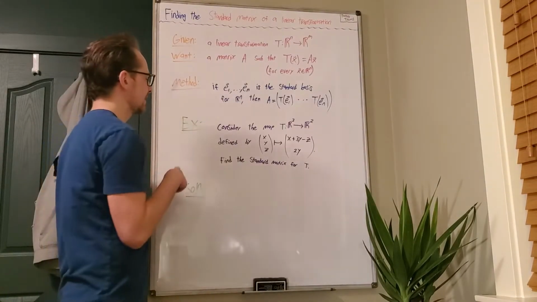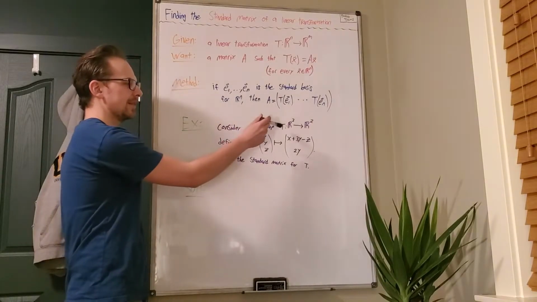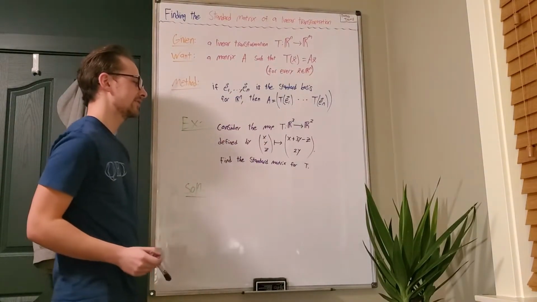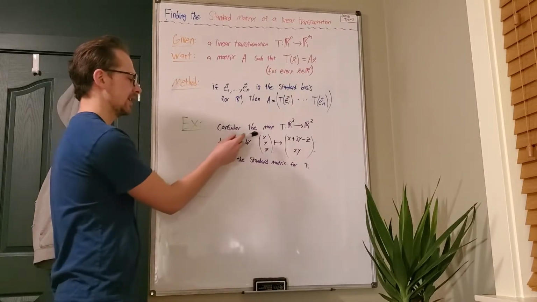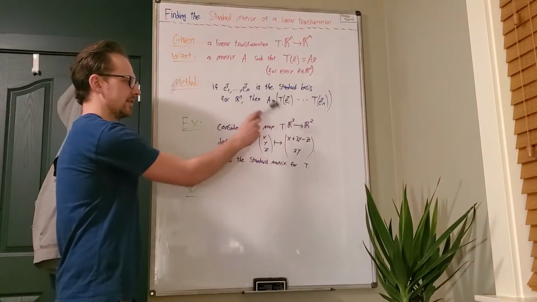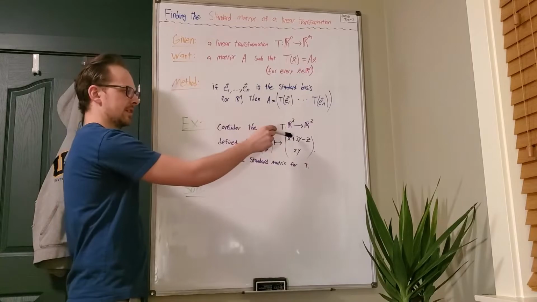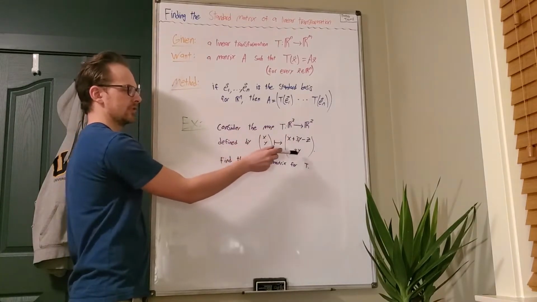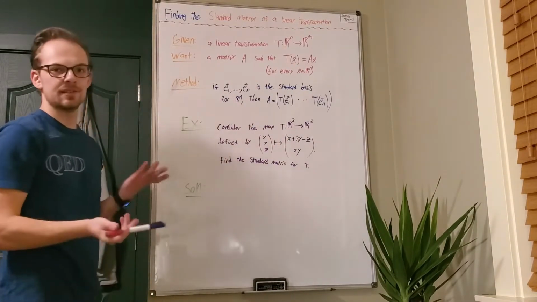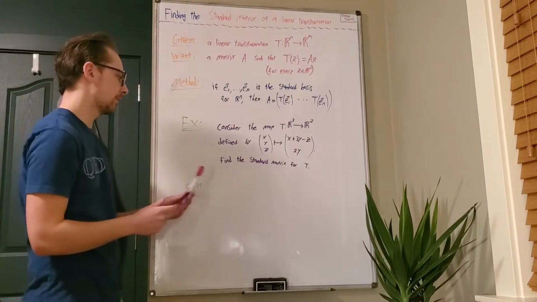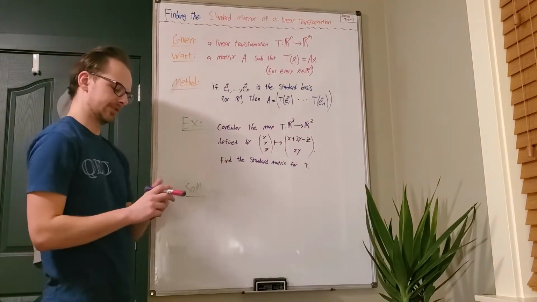Okay, so for our second example here, we're going to consider the map T mapping R3 to R2, defined by: given a vector (x, y, z) in R3, it gets mapped to the vector (x + 3y - z, 2y) in R2. And that is a linear transformation. We won't show that here, but what we want to do now is find the standard matrix for T.